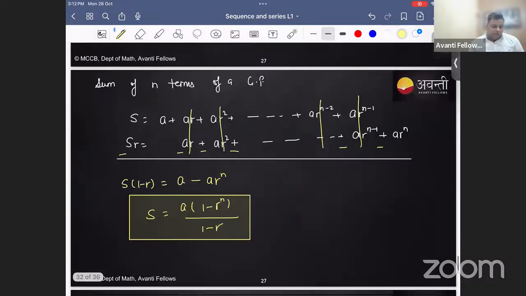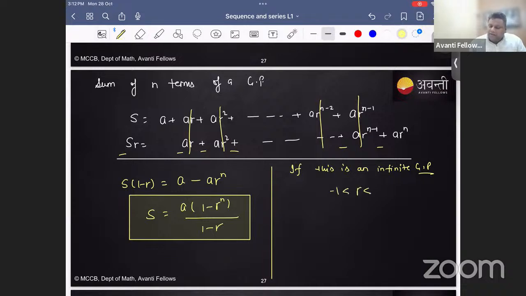So this is what we are going to use for sum of n terms. Now, if this is an infinite GP, infinite GP means the number of terms is infinite. First of all, in case of an infinite GP, the sum can only be calculated if the common ratio lies between -1 and 1.